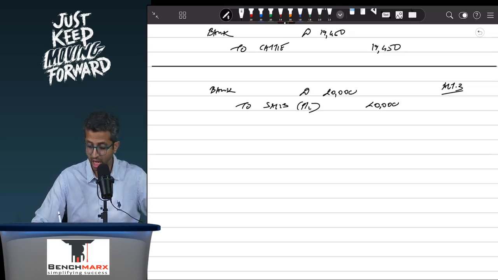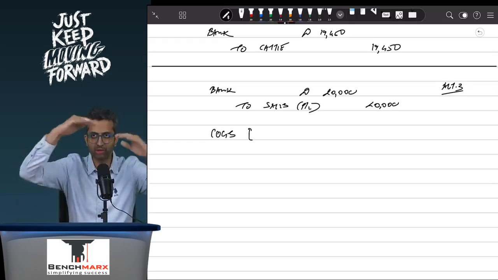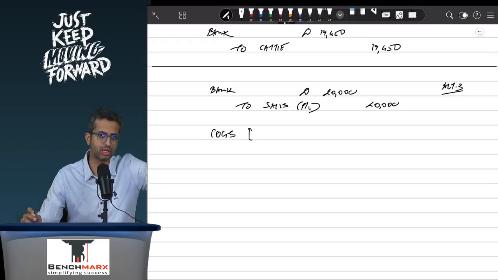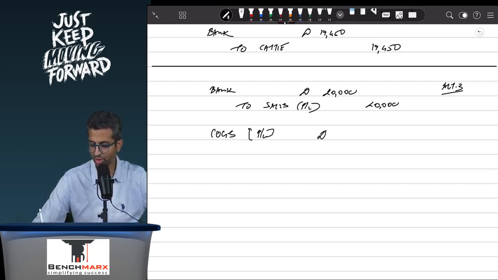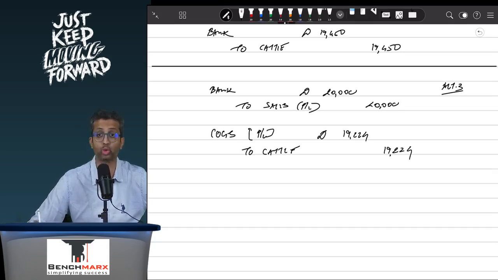That's absolutely fine. You will say COGS, cost of goods sold. This cattle must be there in opening stock. So when you look at opening stock in your trading and P&L account, you have P&L account debit to the opening stock. So this is your cattle. So COGS, which will go to the P&L, will be, for example, 19,224 to, let us say, the cattle. In your ledger, if you have not remeasured it, this will come to 19,224.